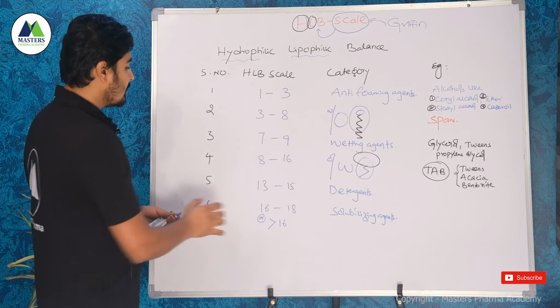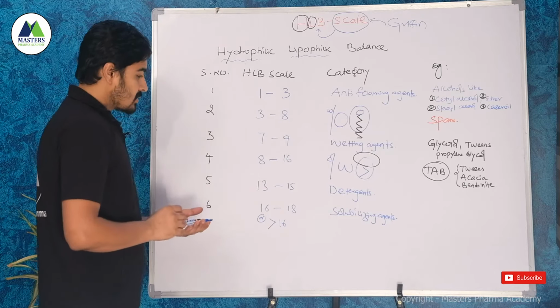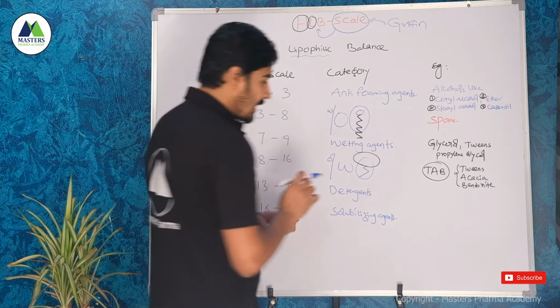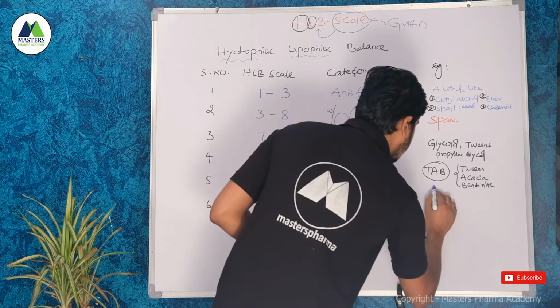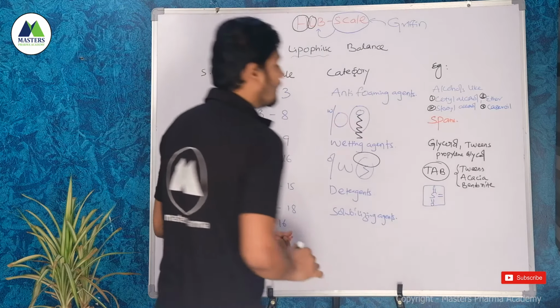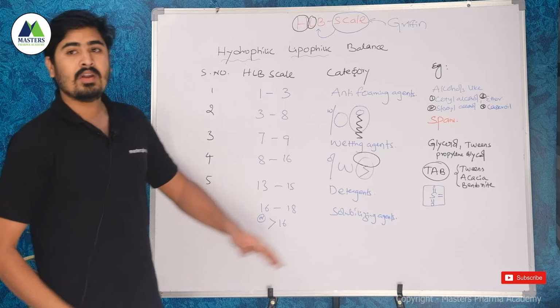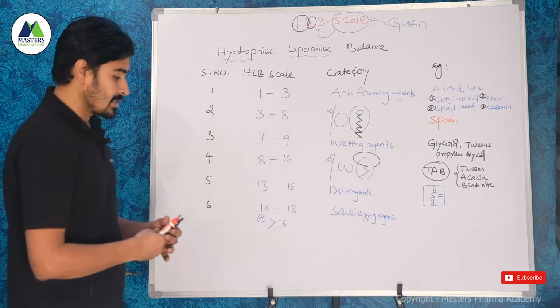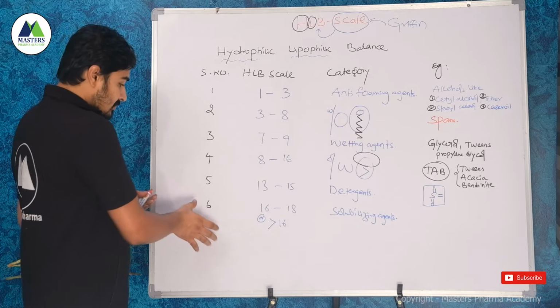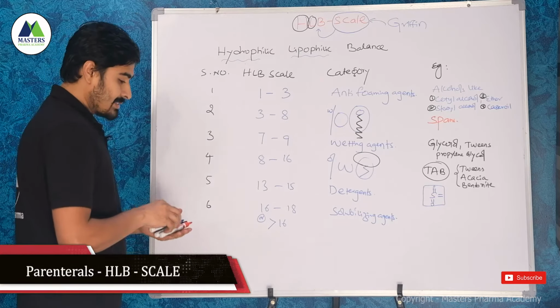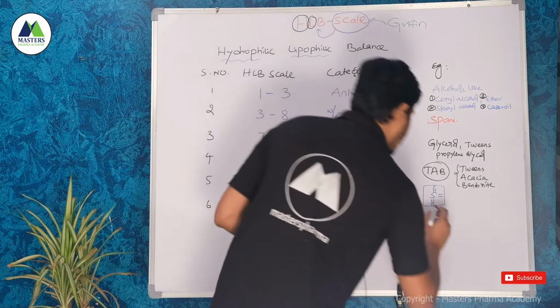And if you see the category of 13 to 15, these are the detergents. Basically in detergents, what functional group can you expect? Sulfoxide groups. This kind of functional group you will see in detergents. Wherever a chemical has this kind of functional group, that belongs to the detergents, right? And 16 to 18, more than 16, these are solubilizing agents. An example here I can take is sodium lauryl sulfate.